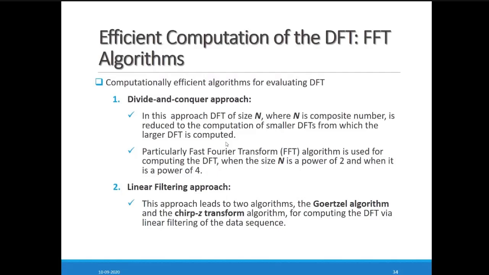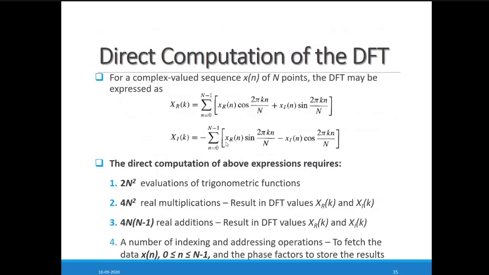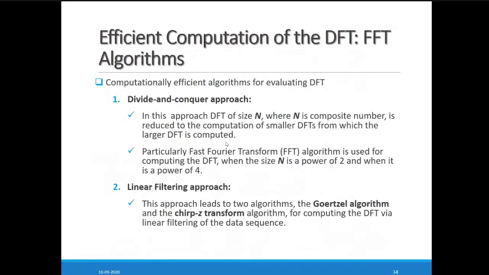So the first approach is divide and conquer. In it, you divide the n size DFT into smaller DFTs, find the DFTs for those, and then merge them to get the larger DFT computation. Then the second is the linear filtering approach. In this, we get the DFT of the sequence based on linear filtering of the data sequence. Prior to doing this calculation, let us discuss why we require this kind of algorithms.